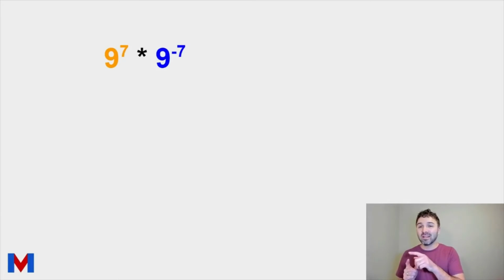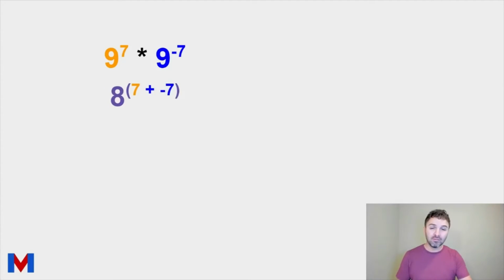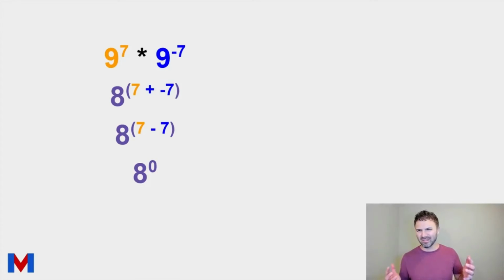We have 9 to the 7th times 9 to the negative 7th. These both have the same base, so that means we can use the product property. So we have 9 to the 7th plus negative 7th, which is 9 to the 7 minus 7. 7 minus 7 is 0. So we have 9 to the 0 power. Now, what does that mean?